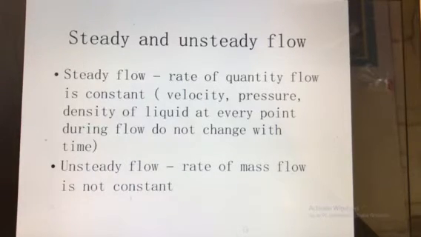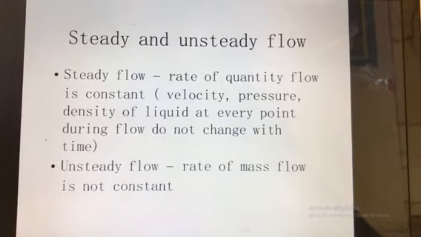Now the rate of mass flow is not constant. It means that the properties or characteristics like velocity, pressure and density will change with respect to time. Because the rate of mass flow is not constant, density will change. If density changes, pressure will change, and the velocity will be changing as well.